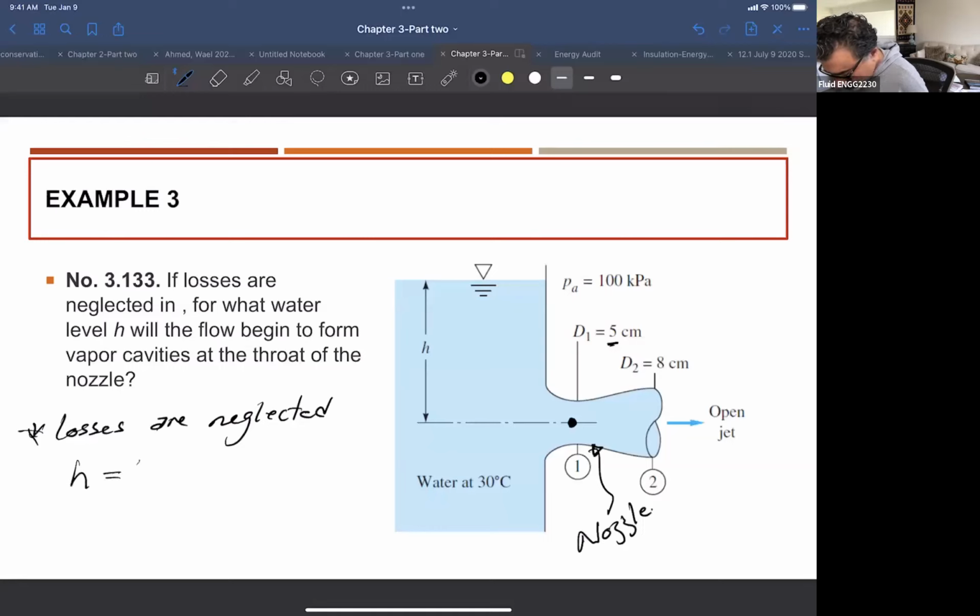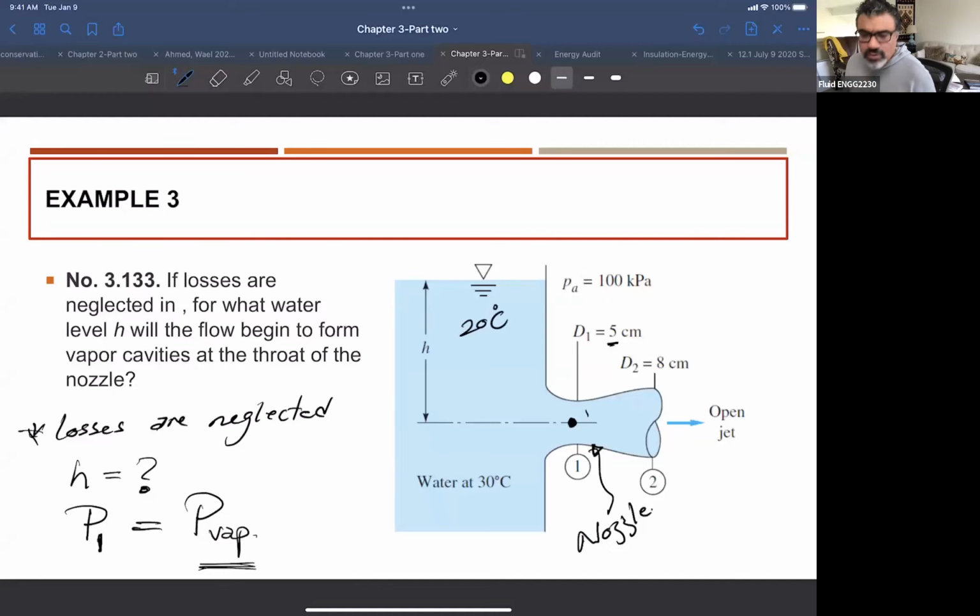Which means that we need H where the pressure at point 1 is equal to P vapor, okay? You just need to find P vapor at, this is water, and 30 degrees C, it's given here, right? I just need to find the condition at 30 degrees C. What is the vapor pressure, right?